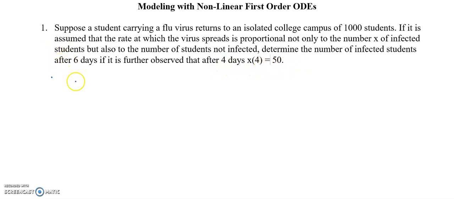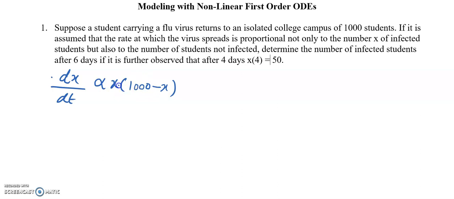students are infected. So in this case we have to see the rate at which the virus spreads. That means if the number of students infected is x, the rate of the infection will be dx over dt, and that is proportional to x, and also to those students which are not infected. So the total population is 1000. If x are infected, then not infected are 1000 minus x.